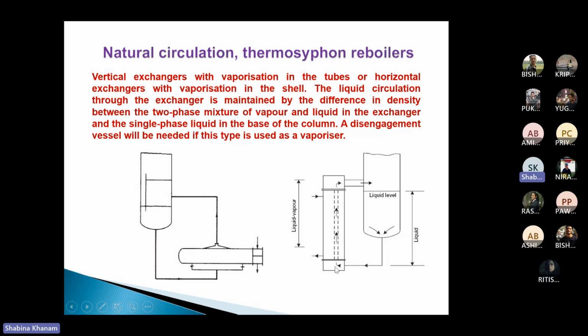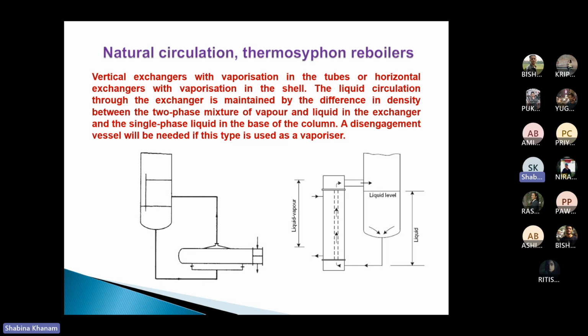Similarly, when the feed enters the vertical reboiler from the bottom, it simply enters the tubes and moves upward. However, if it enters the shell side, it has to move like this, exit from here, and then enter from here. When I have the tube side for vertical placement, the looping will be very easy in comparison to shell side vaporization. I hope you are getting this.